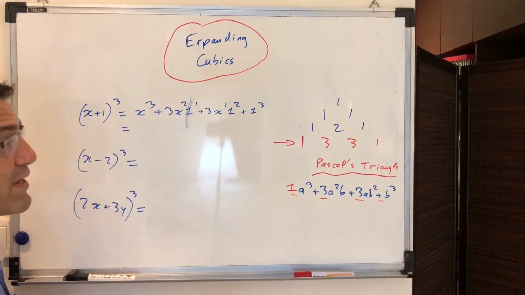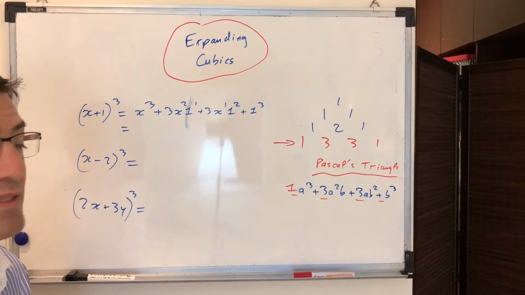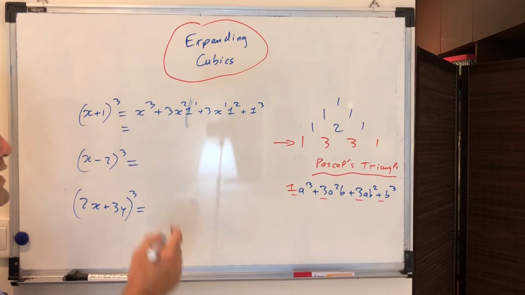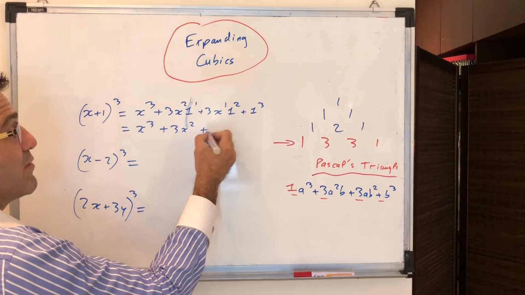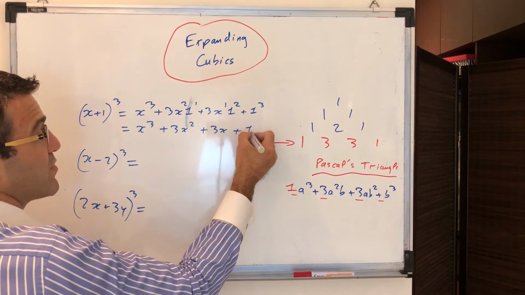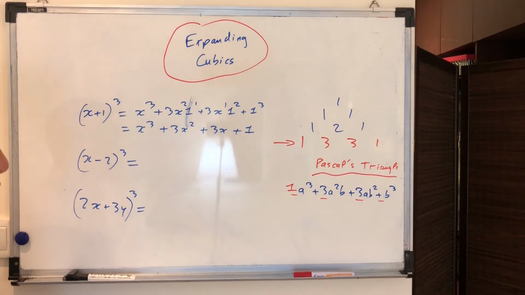Now if I simplify that, of course you wouldn't really write the ones if you were used to doing it. So you just say x cubed plus 3x squared plus 3x plus 1. And this is how you do it.